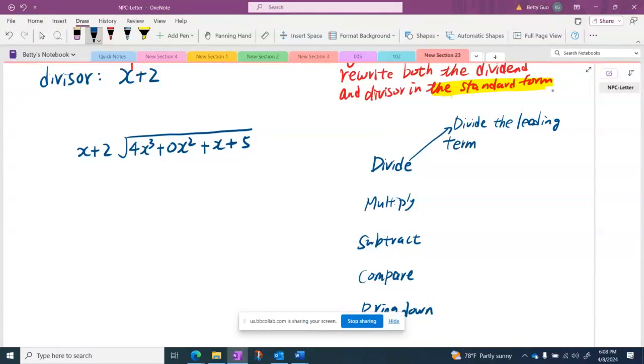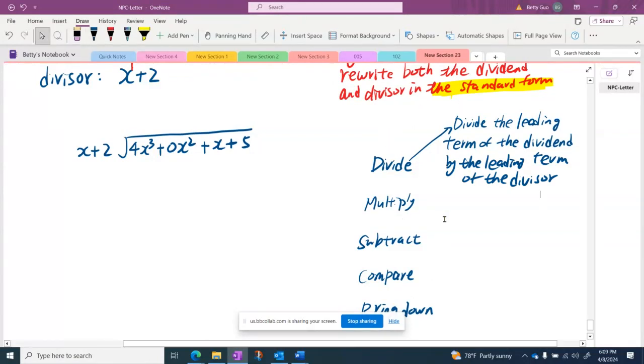This is to take notes. You should take notes. Divide the leading term of the dividend by the leading term of the divisor. The first couple of times you might think this is too troublesome, but once you really understand the procedure, it is a pretty intuitive method.